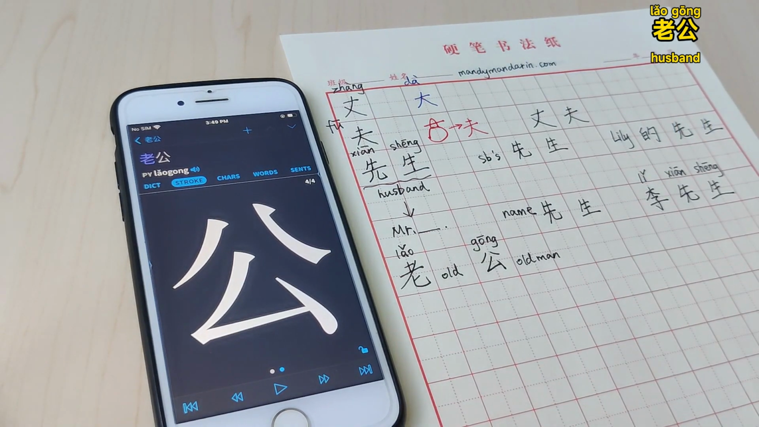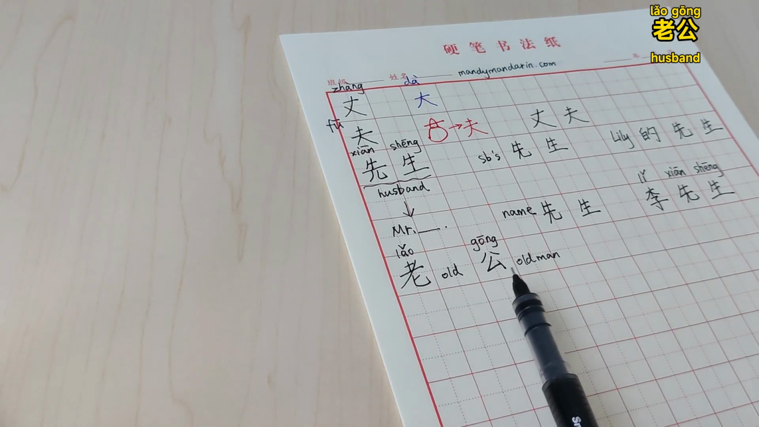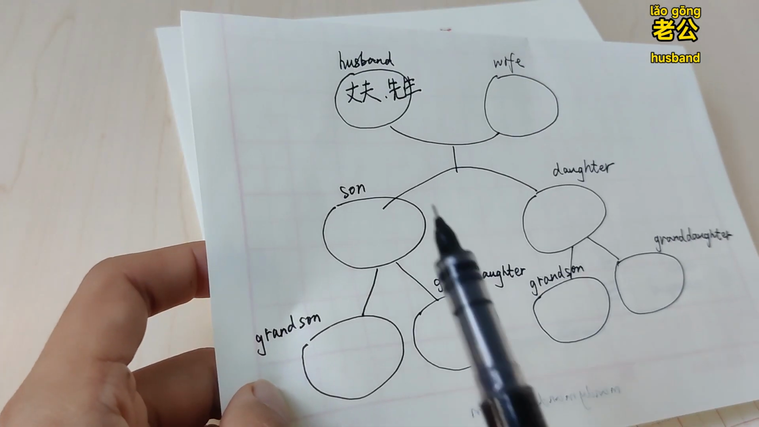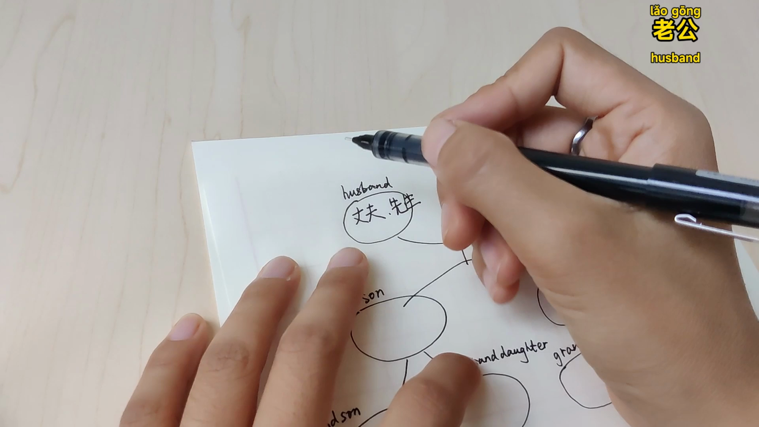Okay, so are you saying that the word for husband, 老公, means old man? Well, literally, yes, that's what I mean. Okay, so now let's take the 老公 and fill in the family tree.